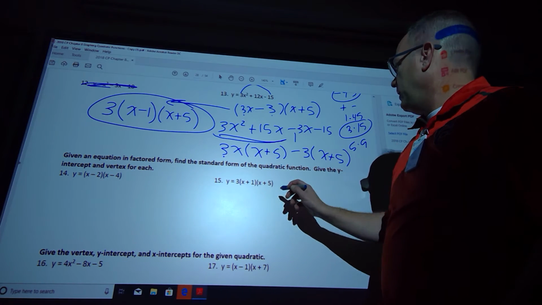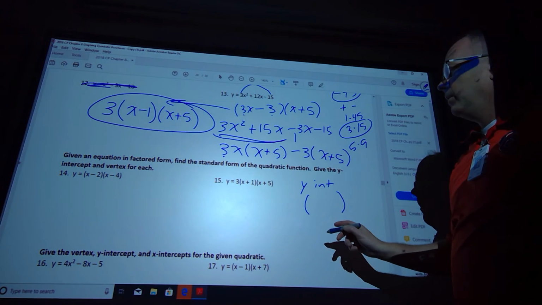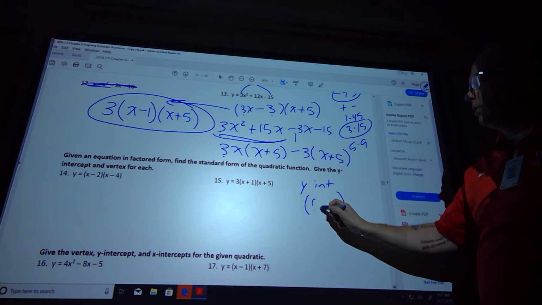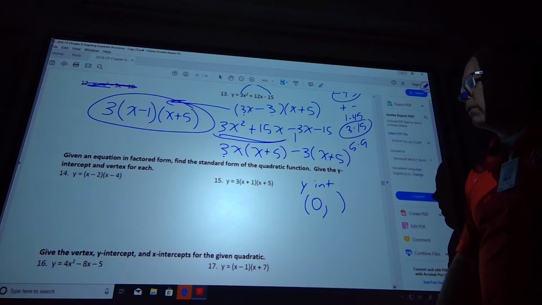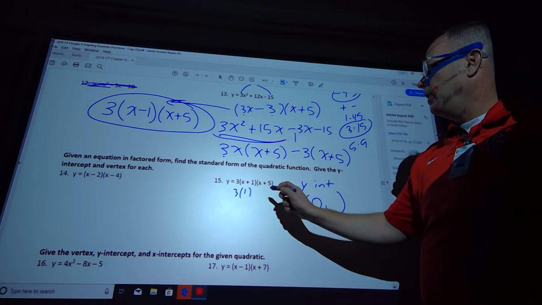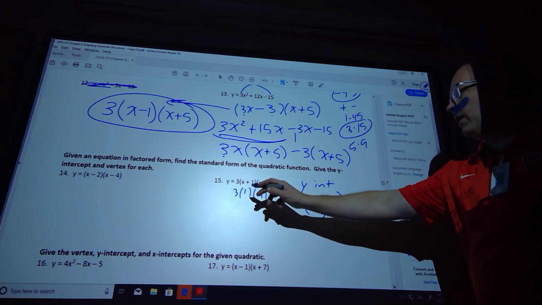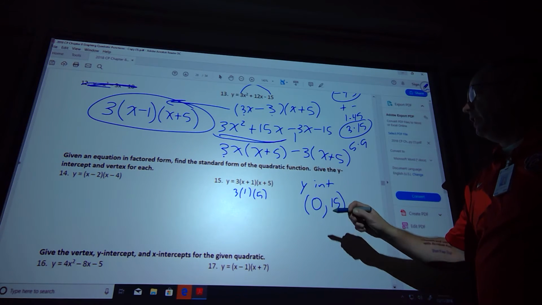Okay, so if I want to find the y-intercept on number 15, remember, y-intercept doesn't go right or left at all, so I have plugged in a 0 in for x. So 0 plus 1 is 1. I still have that 3 out front. And then 0 plus 5 is 5. So it looks like if I multiply 3 times 1 times 5, I get 0, 15.